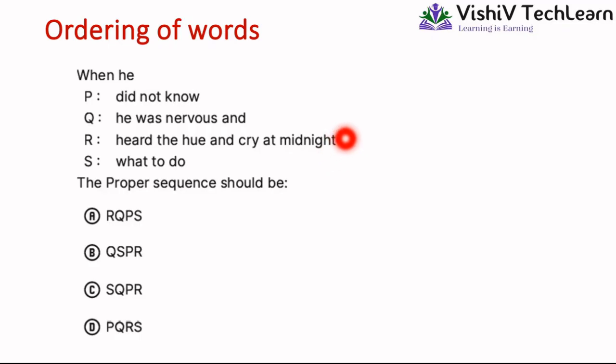If we put this part R at the end, it is not making any sense. So it should be at the start only. So our sequence could be R, Q, P, S, which is in option A. So option A should be right. Let's check. Yes, option A is right. So this is how we can solve the problem.